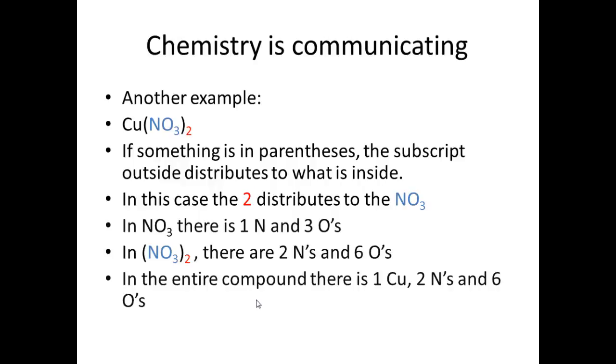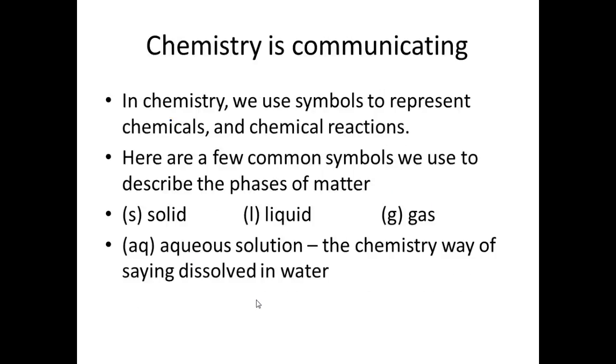Moving on. In chemistry, we use symbols to represent chemicals and chemical reactions. Don't write anything yet. I'll let you know. There are a few symbols that we use to describe the phases of matter. S is solid, L is liquid, G is gas, and AQ means aqueous solution. It's the chemical way of saying that something's dissolved in water.